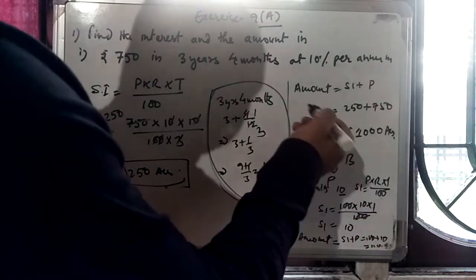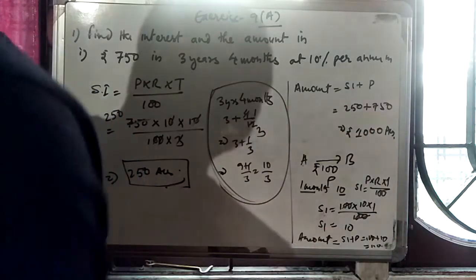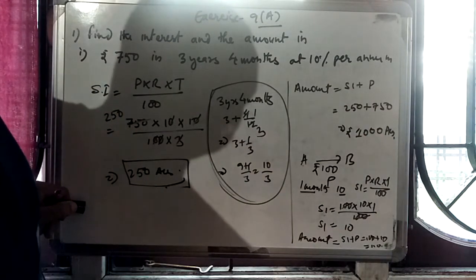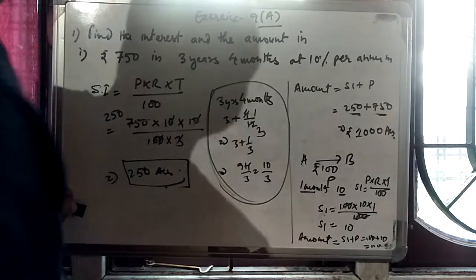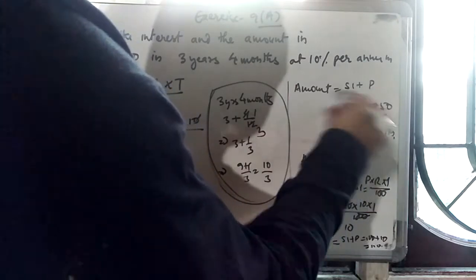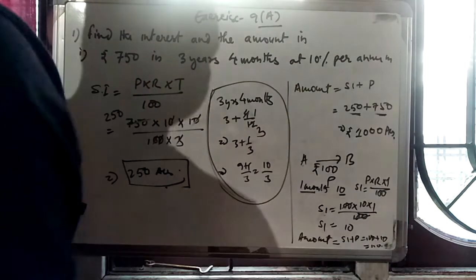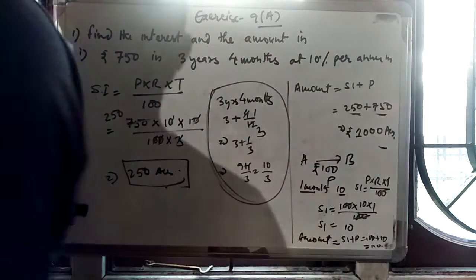Now next we'll take the amount. What is in the amount? As we know, the amount formula is simple interest plus principal. The interest we have is 250 and the principal, given in the question, is 750. To find the amount we have to add simple interest plus principal. So the answer will be 1000. Okay, that is the solution of the first question.